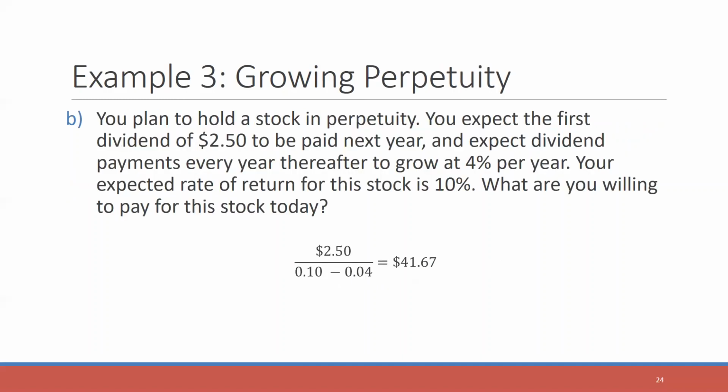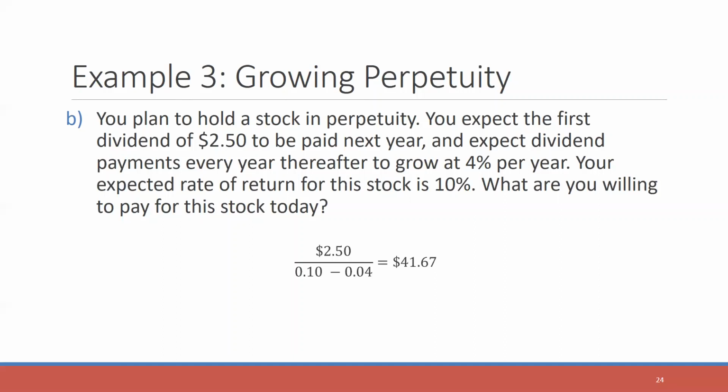Okay, part B. You plan to hold the stock in perpetuity. You expect that the first dividend will be $2.50 and it's going to be paid next year. And you expect dividend payments to grow by 4% thereafter. Your expected rate of return for the stock is 10%. What are you willing to pay for this stock today?